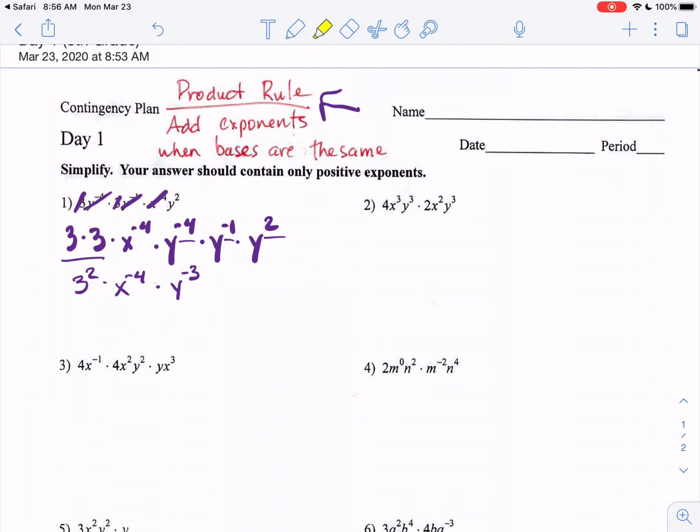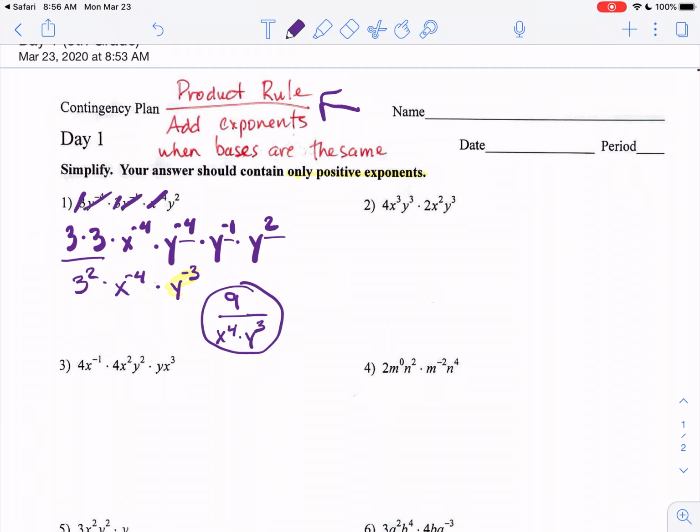But then there's something important in the directions to remember. It says your answer should contain only positive exponents, which means I need to flip around the x to the negative 4th and the y to the negative 3rd power. It's not highlighting, that's okay. So that's what I'm going to do. My 3 squared is just 9, so I can write 9 over, then x to the negative 4th would go into my denominator, times y to the positive 3rd.